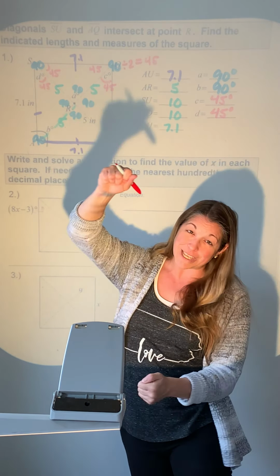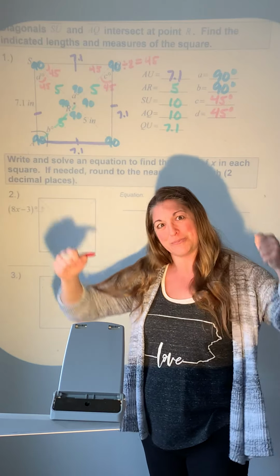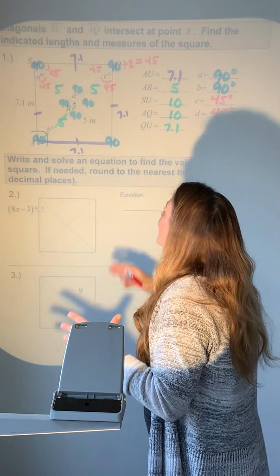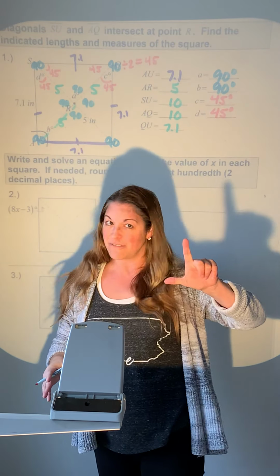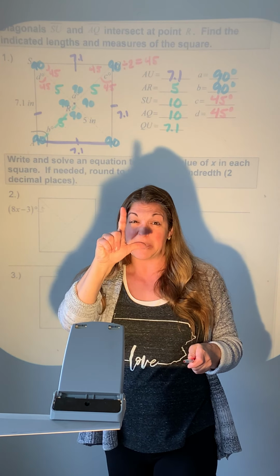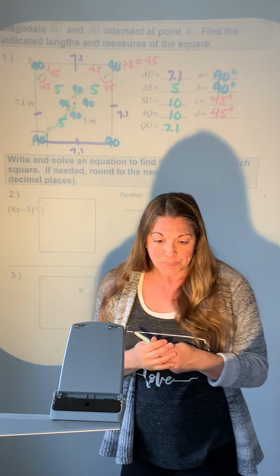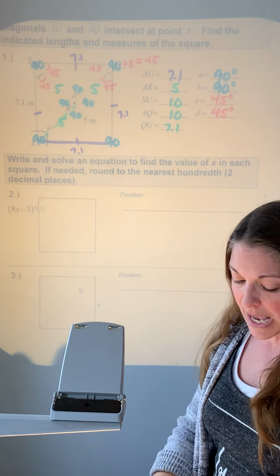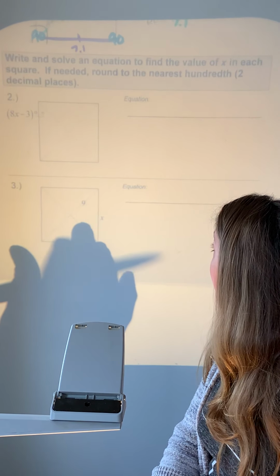Hopefully, even if you have to take your computer screen and spin it around, you'll notice which ones are the 90s because they form those L's, and which ones are the 45s because they're definitely going to be less than the L. So moving on, that helps us out with number 2 down here.